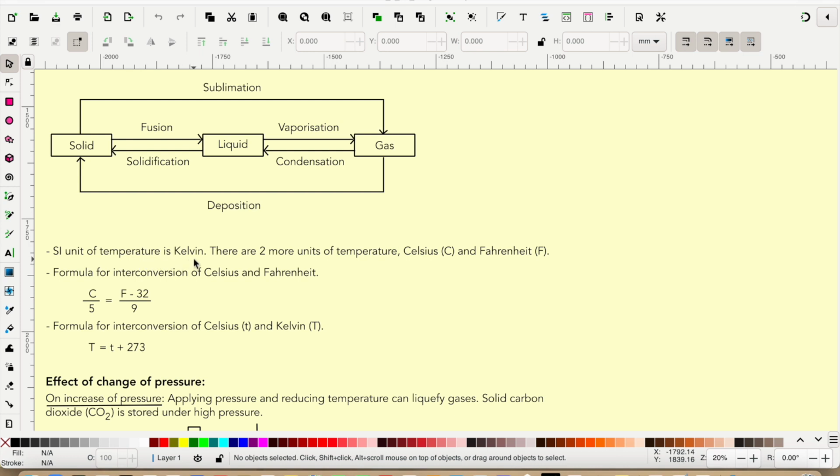SI unit of temperature is Kelvin, which is denoted by capital letter T. There are two more units, Celsius and Fahrenheit. Numericals based on temperature calculation in these units are asked. These two formulas will be used. We will see numericals in the next episode.